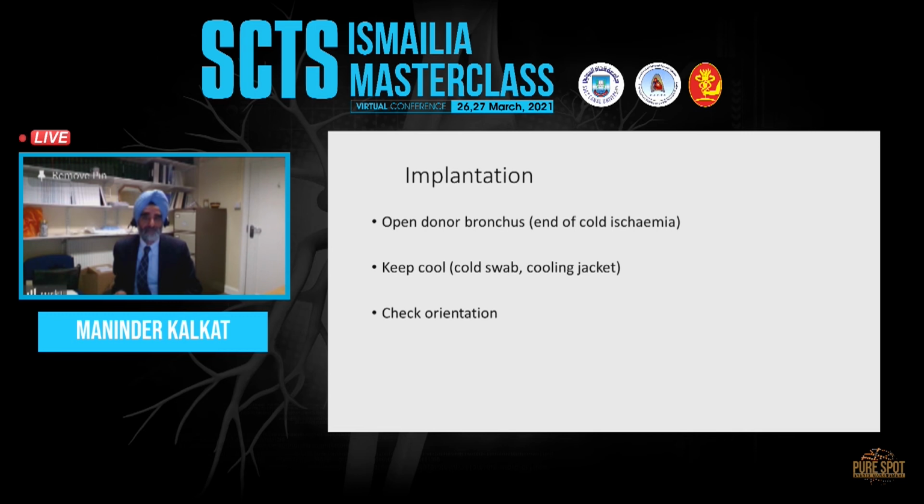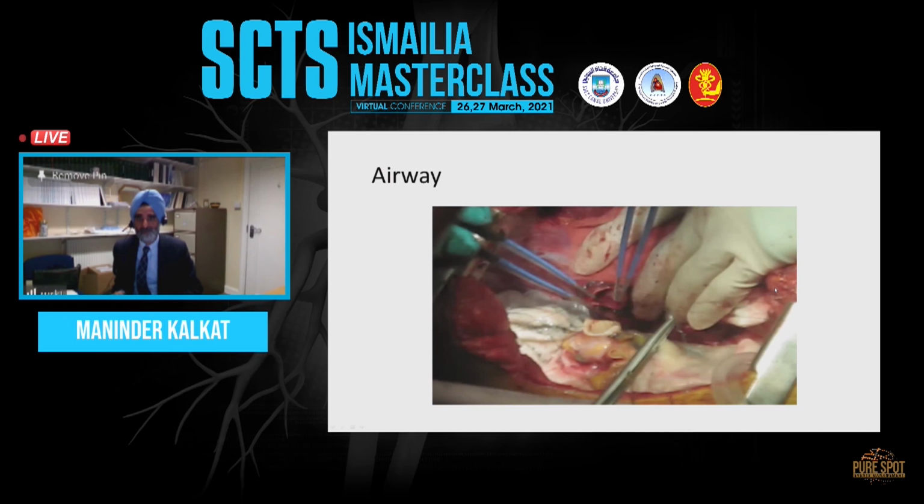Then you need to take all the precautions to keep the organ cool. So you have it in a cold swab with a cooling jacket or ice around it. And this is important: check the orientation. Take some time to properly orient the lung as it goes in, and once you are satisfied, then the routine 3 anastomotic procedure starts.